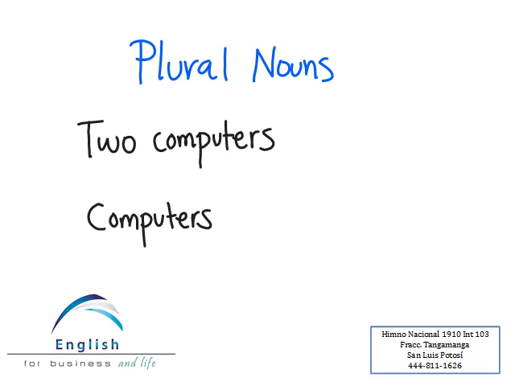Now with plural nouns, we don't have articles, but we can use numbers 1, 2, 3, 4, 5, etc. to mention the amount or the quantity of nouns or things we are talking about. For example, we have 2 computers. Or if it is not necessary to use a number or specify a number, we just say computers, cars, people, etc., etc., etc.